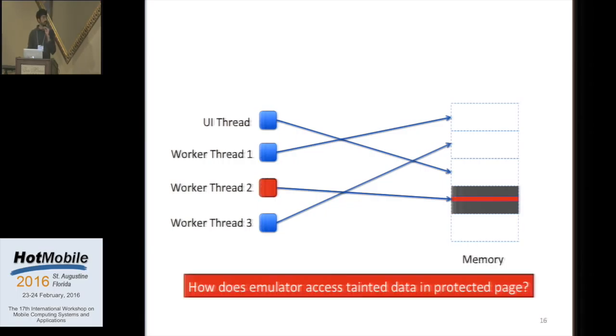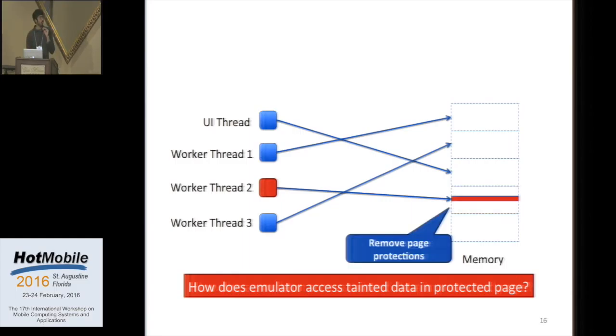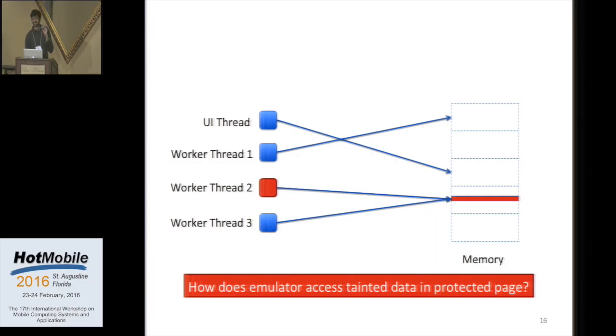But herein lies a conundrum. How does the emulator access that tainted data in the protected page? One strawman approach would be to say, let's just remove page protections. But the unfortunate thing here is that you have all these unemulated threads that may now access tainted data without page protections preventing them, and they themselves will not be emulated. And because they're not emulated, we can't perform taint propagation for those threads.